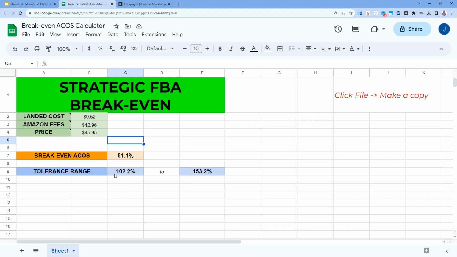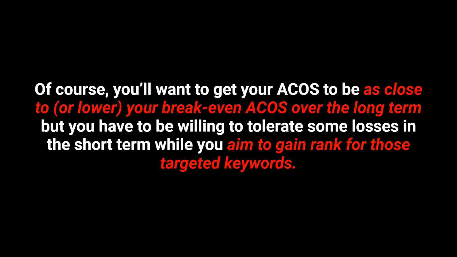So ideally, you want to stay out of this range below 102%. That means you're on the right track, and you should very gradually, very incrementally get to your break-even ACOS and lower over the coming weeks and months. But just be warned to stay out of this range. And even if you're within the range, you should be careful and you should be looking to optimize this as quickly as possible. Of course, you'll want your ACOS to be as close to or lower than your break even over the long term. But as I said earlier, you have to be willing to tolerate some losses in the short term while you aim to gain rank for those targeted keywords.